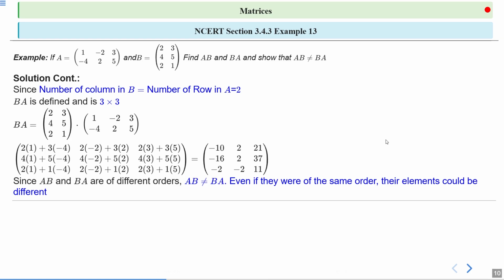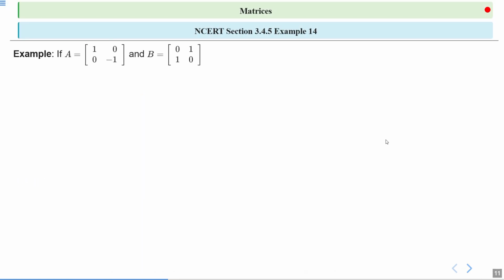Hope it's clear to all. Let's move to the next part. NCERT section 3.4.5 example 19.